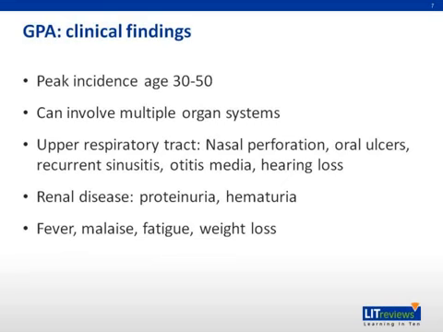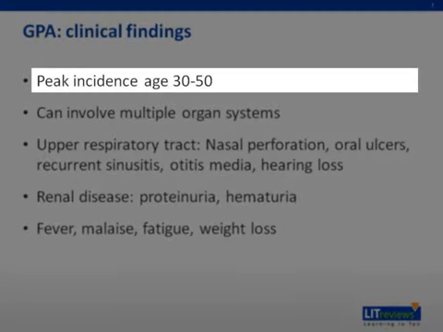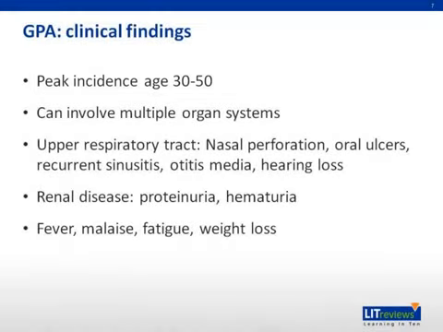The clinical presentation of GPA classically occurs in ages 30 to 50, although it can range from children as young as 5 years to the elderly. It is a rare disease, and the incidence of GPA is 15.6 cases per million people in the United States. The prevalence of this disease is 123 cases per million.